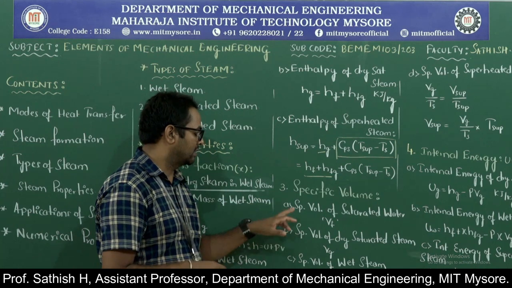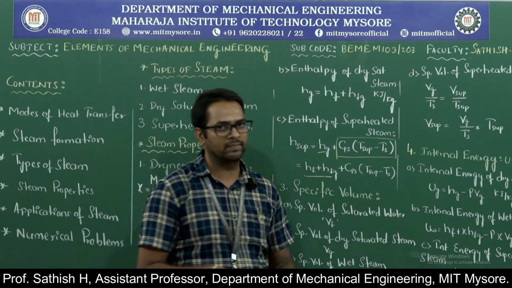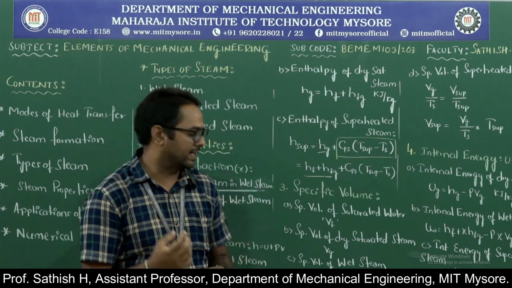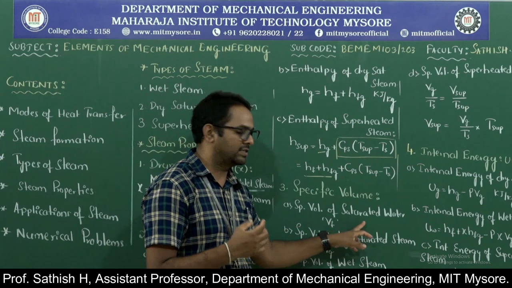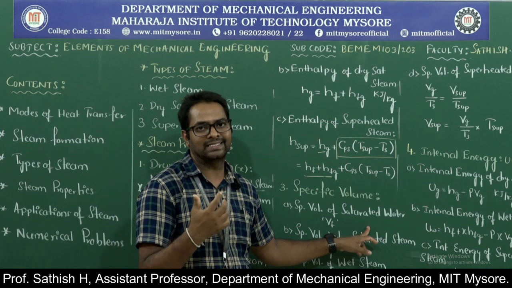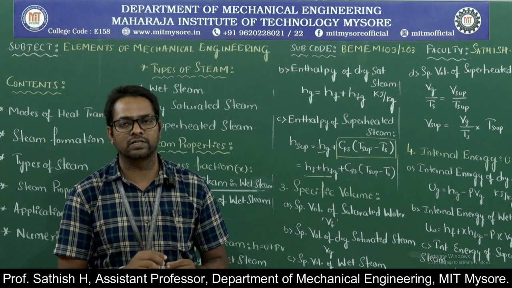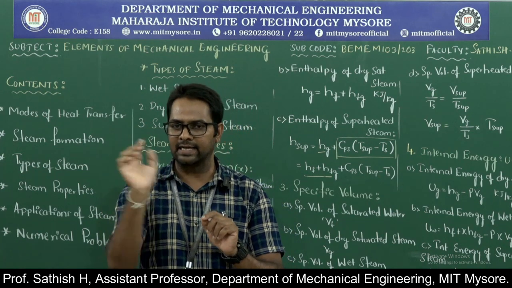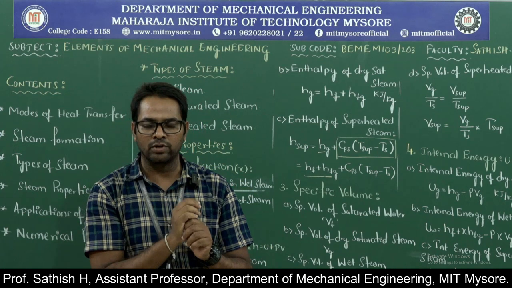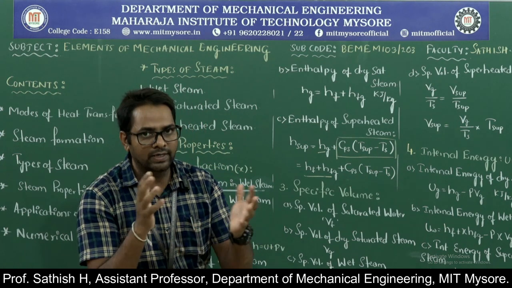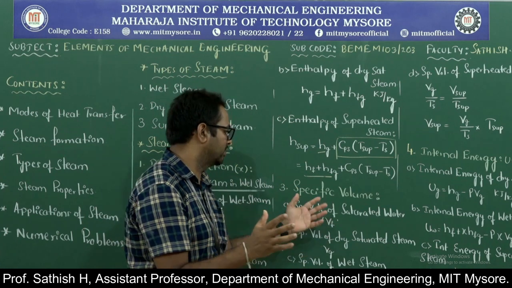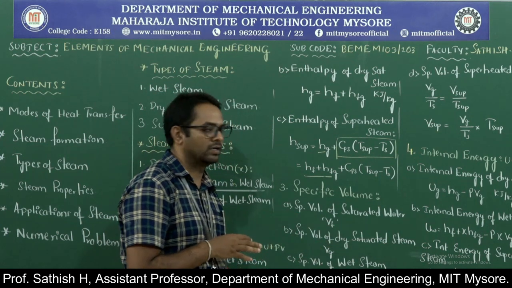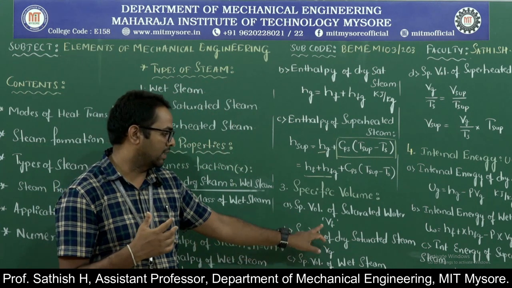So we will try to understand what is the specific volume of saturated water. It is nothing but the volume occupied by the unit mass, or 1 kg, of saturated water at its saturation temperature. When you heat this water which is at 0 degree centigrade, the temperature increases until it reaches the saturation temperature. The volume of 1 kg of saturated water at the saturation temperature is called the specific volume of saturated water. It is denoted by the symbol Vf.